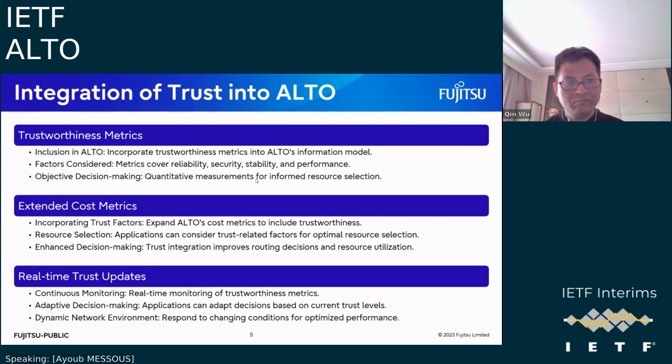The second element is extending the cost metrics. Incorporating trust factors would expand ALTO's cost metric to include trustworthiness. This could also be used for resource selection, so different applications can consider trust-related factors for optimal resource selection. The outcome is enhanced decision making, where trust integration can improve routing decisions and resource utilization.